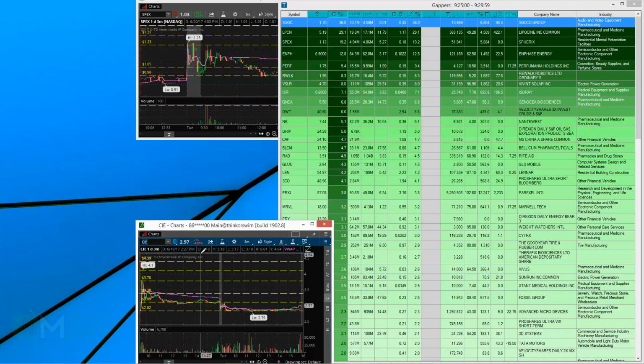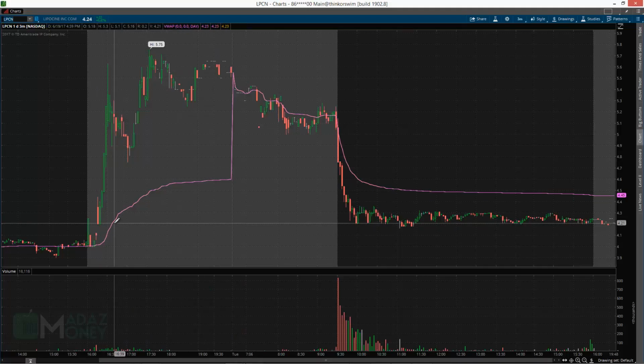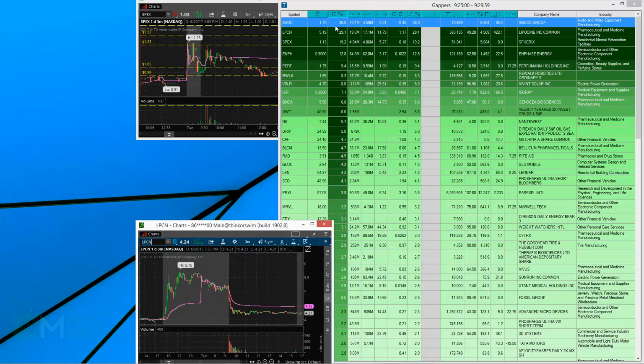And of course, LPCN was the stock yesterday that ran like crazy after hours. So definitely this would make the watch list. Any stock that makes a move from $4 to almost $6 after hours deserves to be on the watch list. And today, as you can see, it still maintained a 29.1% gap. So either way, it would have made the watch list by virtue of being a runner from after hours the previous day, or by being a gapper today.